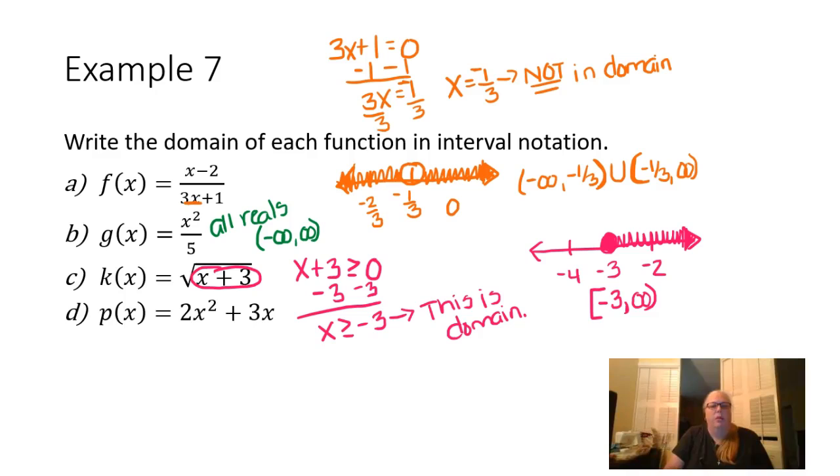All right, part D. P of x is equal to 2x squared plus 3x. There's no denominator with a variable. There's no radical in the problem here at all. Once again, this is going to be all real numbers, negative infinity to positive infinity. And that does it.